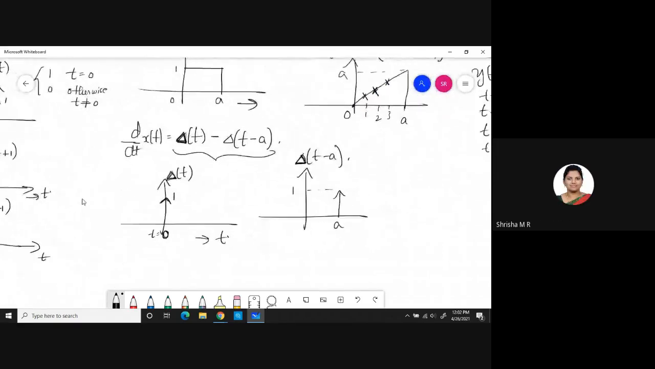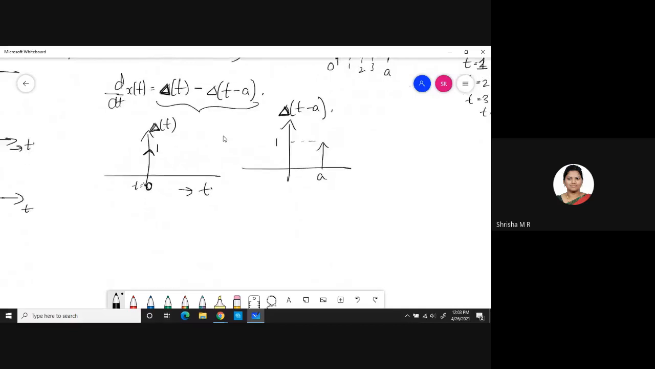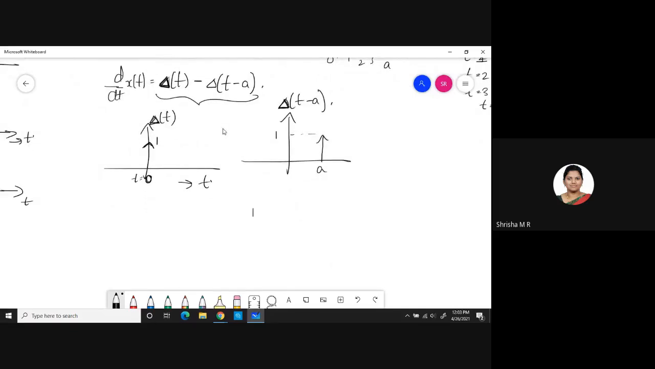Okay, so we are in the derivative of x of t. Everyone come back here. We have d by dt of x of t, which is nothing but delta t minus delta t minus a. We have plotted delta t and delta t minus a. Now we have to plot them together. So how will this signal look?